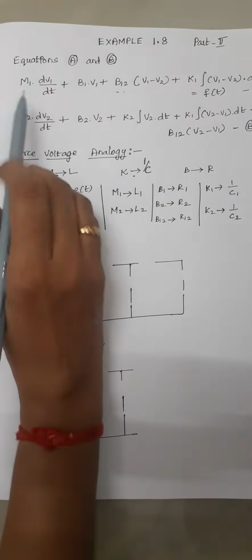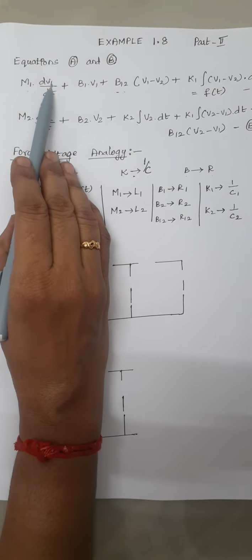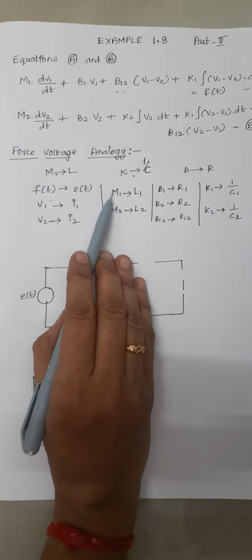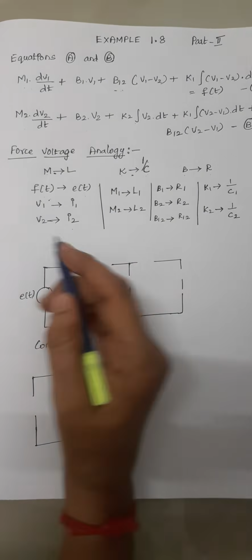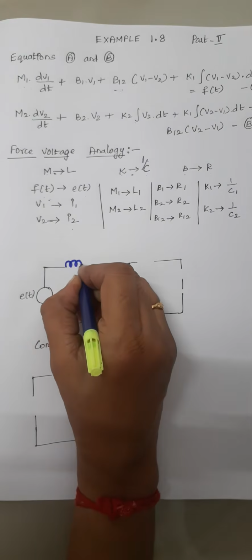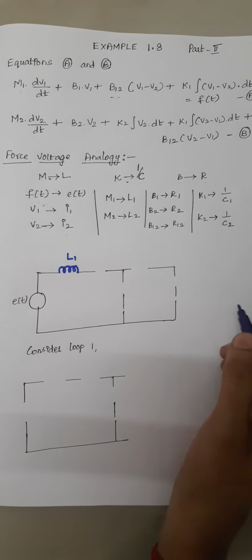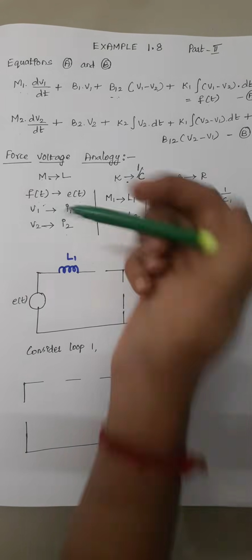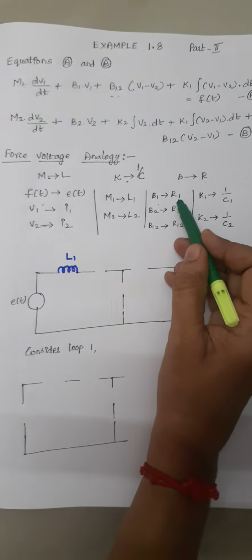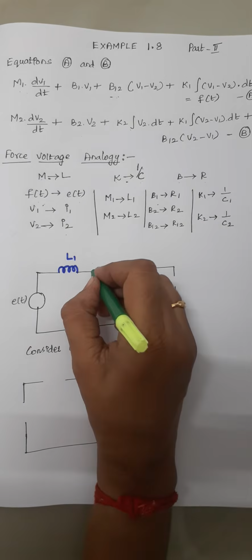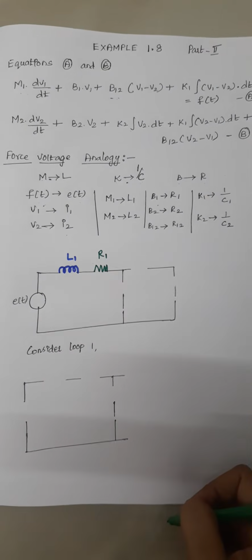The next one is M1, which is related only with V1, right? So M1 gets modified as L1 here. Just draw L1. This is your L1, right? And the next one is B1. Again B1 is related only with V1 here. So B1 is represented as a resistor R1. Just draw a resistor here. This is nothing but your R1, right?